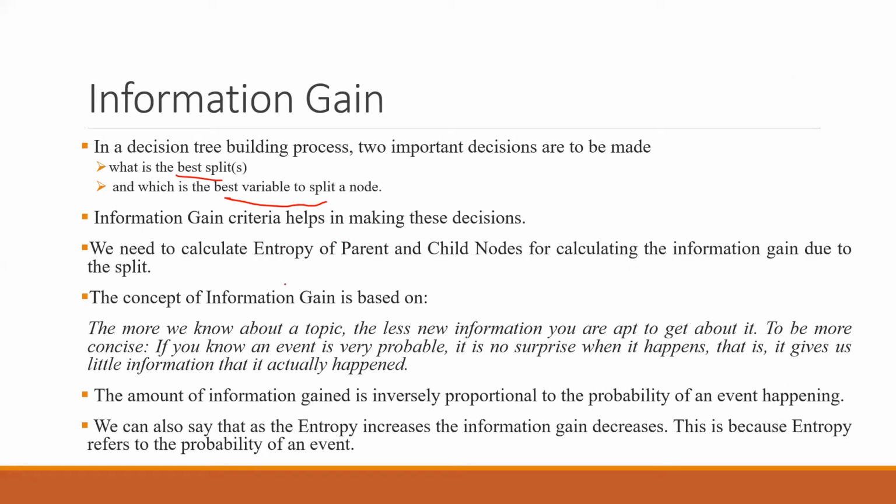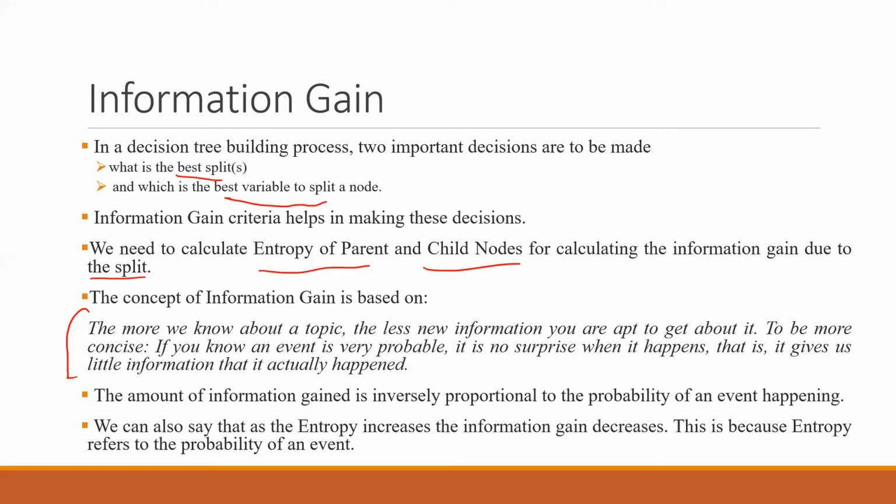So we need to calculate the entropy of the parent and the child nodes. When we are trying to solve this, we will be calculating the entropy for the parents and children for calculating the information gain due to the split. The concept of information gain is based on this definition: the more we know about a topic, the less information we are apt to get about it. To be more concise, if you know an event is very probable, it is no surprise when it happens. That is, it gives us little information that it actually happened.